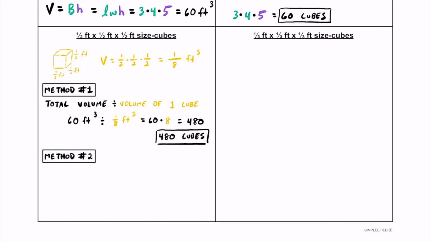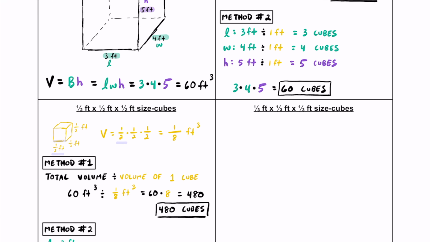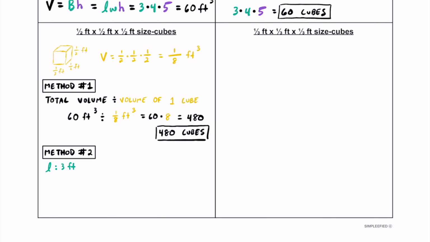Here's method 2. For method 2, let's see how many cubes would fit in each of the dimensions. Just like we said earlier, the length was 3 feet for the prism, and we're going to see how many of these halves fit across there. So if we look at this dimension going across, we want to figure out how many of those halves are going to fit into 3. In order to do that, we're going to take this 3 feet and divide it by the half to see how many are going to fit in.